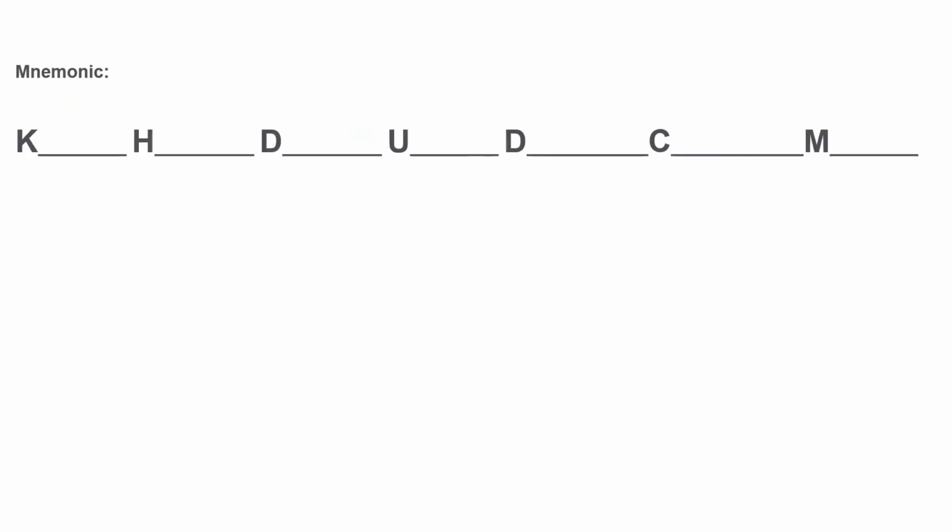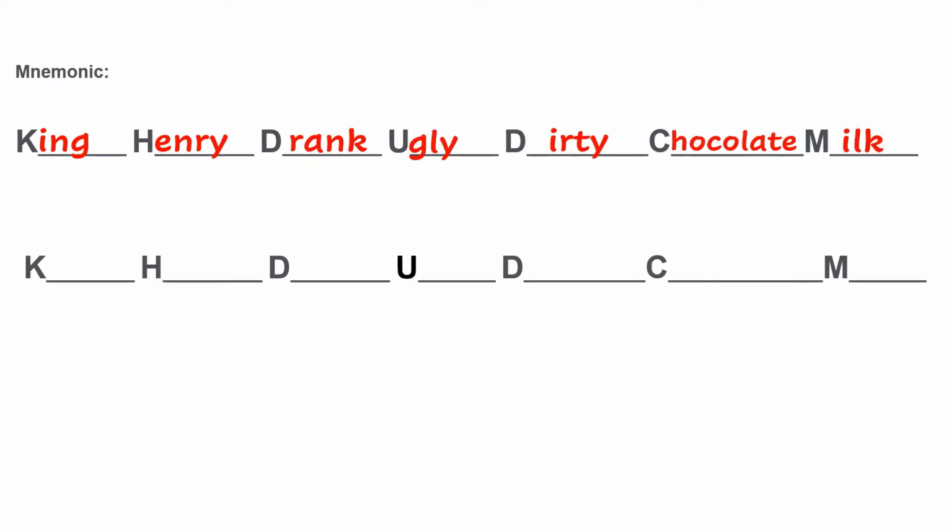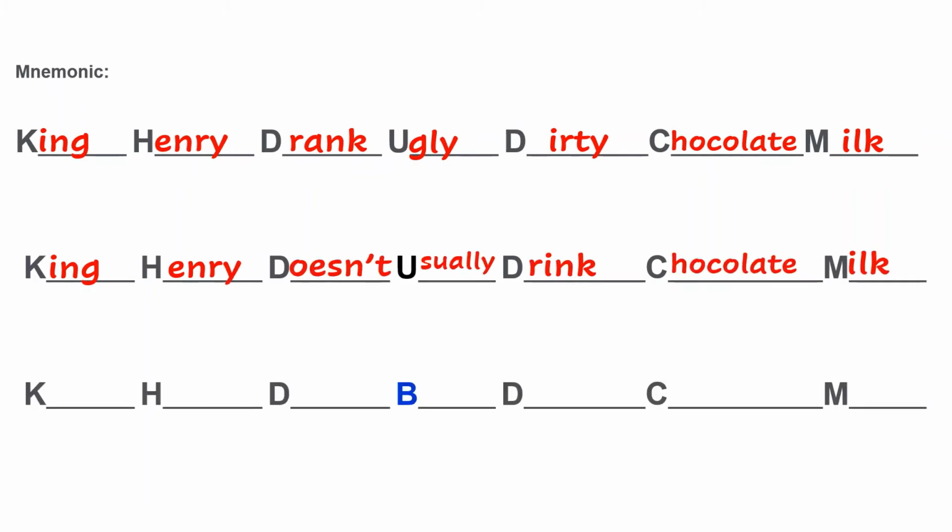A silly sentence is a great way to remember them, such as King Henry drank ugly, dirty chocolate milk. The first letter of each word stands for a metric prefix, with U representing the base unit. Another version could be King Henry doesn't usually drink chocolate milk, or King Henry died by drinking chocolate milk, where B is substituted for the base unit. If you don't like one of these, you can always make up your own sentence.